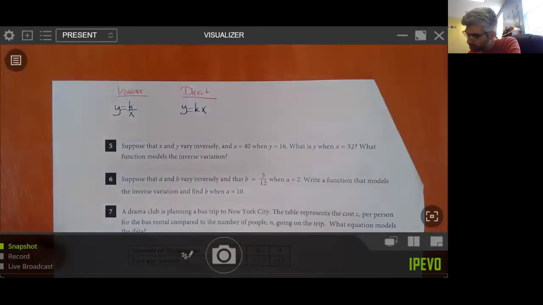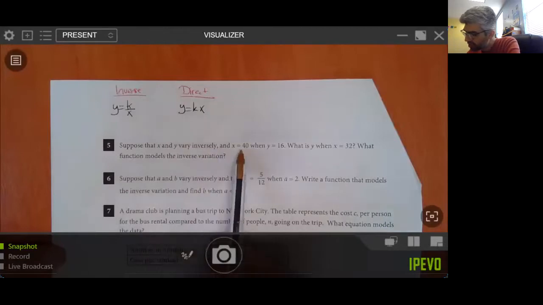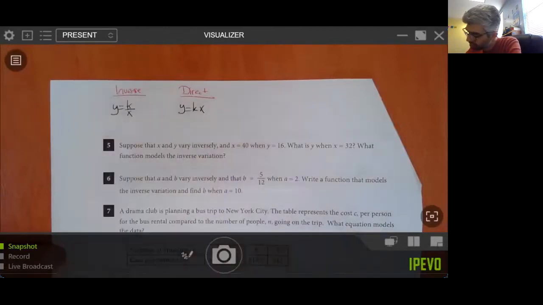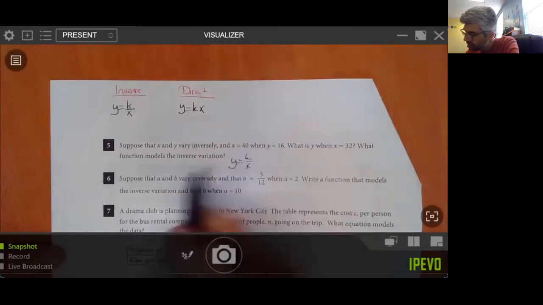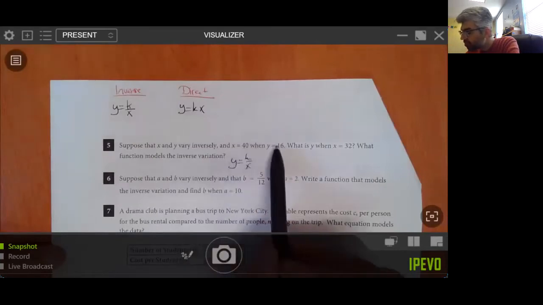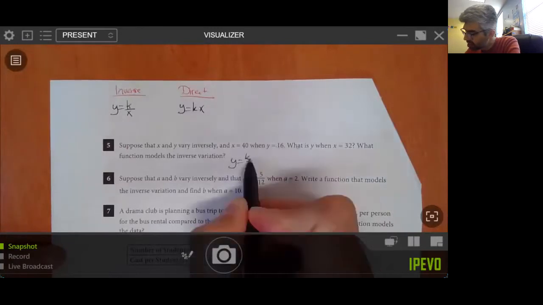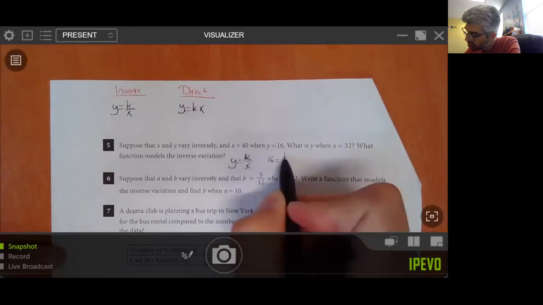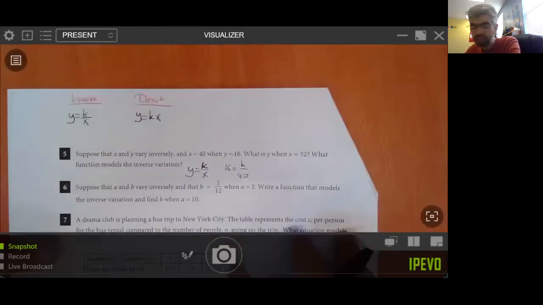All right. Suppose that x and y vary inversely, and x is 40. So we can use this one. Just this. Y is k over x. And given x and y values, we use them to find k, the variation constant. Okay. So y is 16, k over 40. So from here, guys, what is k?